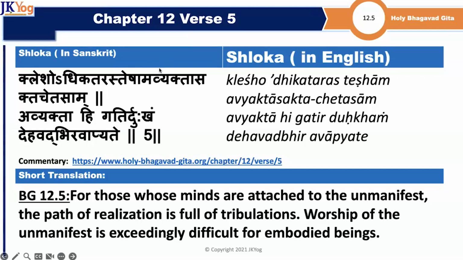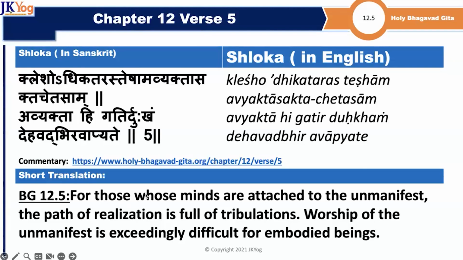Okay. Are we good? Let's get started then. So in this one, Lord Krishna is telling Arjun, for those whose minds are attached to the unmanifest, he's tackling that question very clearly. He says that the path of realization is full of tribulations. Worship of the unmanifest is exceedingly difficult for embodied beings. When you look at embodied, we are all embodied. And he's saying it's exceedingly difficult and full of tribulations.